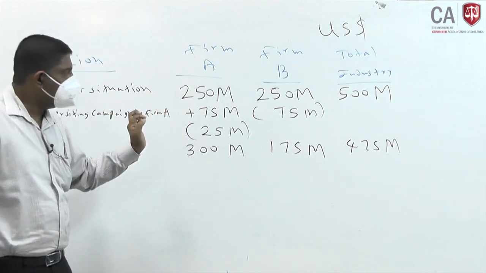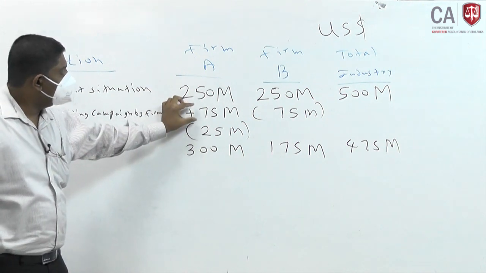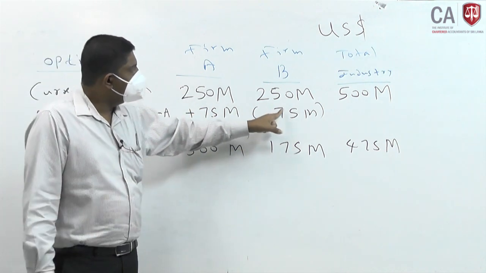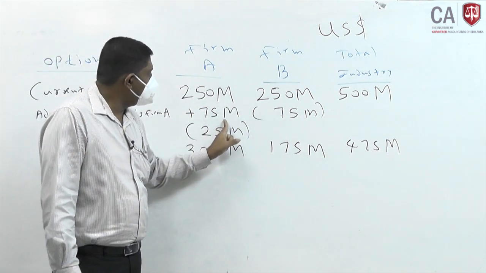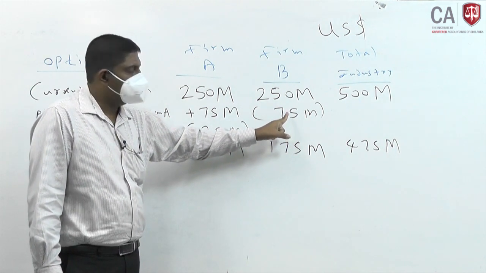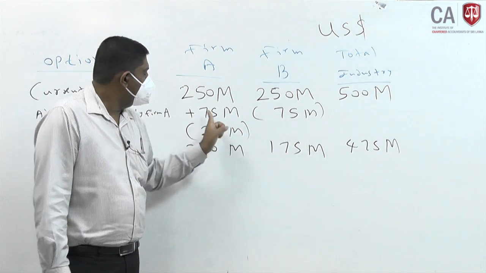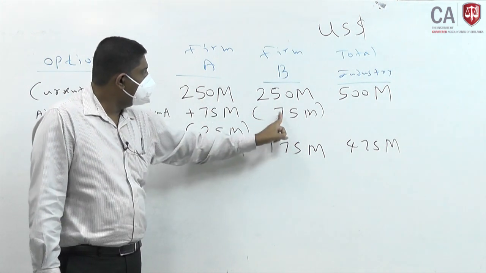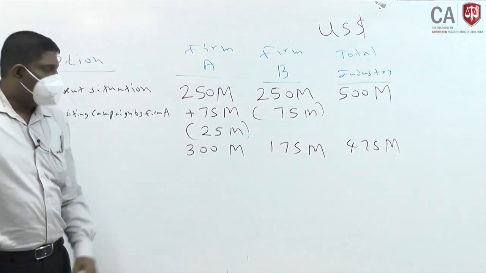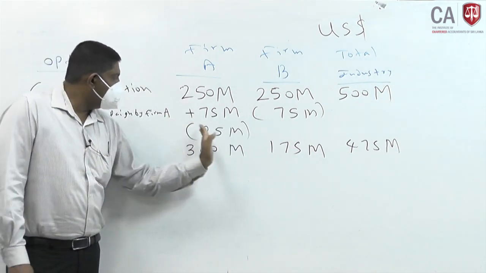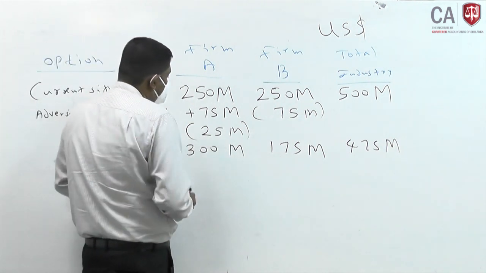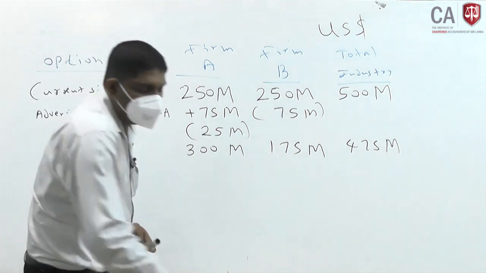As a result of the advertising campaign, what happened? Firm A's income is increased by 75 million. So, when firm A enjoys an additional 75 million income, B is suffering from that. B's income reduces. So here, 75 million increase for A, and B has a reduction of 75 million. Now, for the advertising campaign, A has to spend how much? A has to spend 25 million.